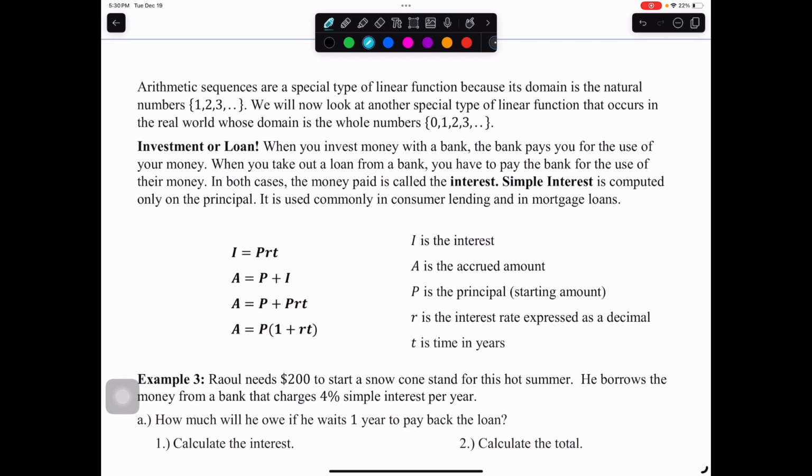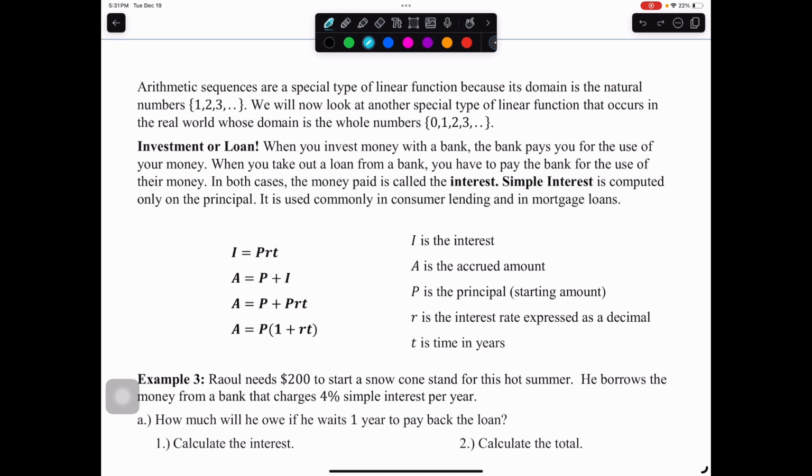So this is all about investment or loan. When you invest money with a bank, the bank pays you for the use of your money. So in that respect, interest would be something that you gain. When you take out a loan from a bank, you have to pay the bank for the use of their money. So that would be money you pay them. In both cases, the money paid is called the interest. Simple interest is computed only on the principal. It is used commonly in consumer lending and in mortgage loans.